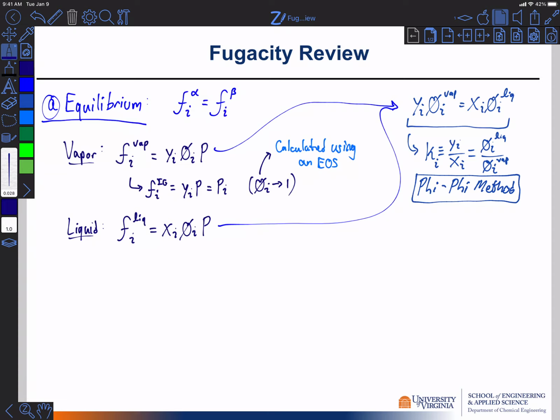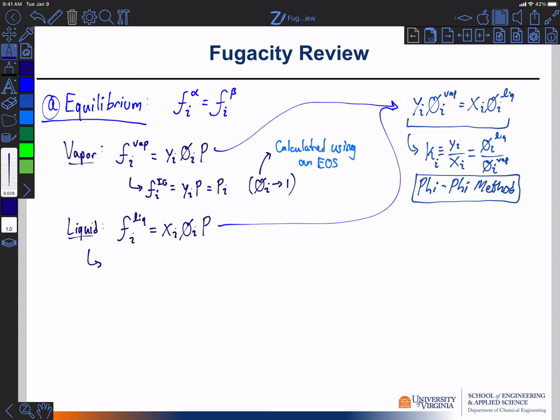Now, sometimes we don't want to use a fugacity coefficient. We don't want to use the phi-phi method. Sometimes we don't have parameters, or the equation of state or the mixing rules don't work well to give us fugacity coefficients for our system in both the vapor and the liquid phase. So we have other options, right? We talked about using activity coefficients.